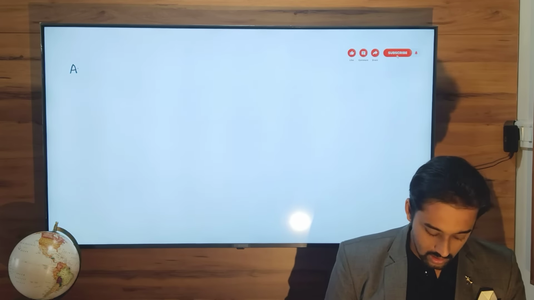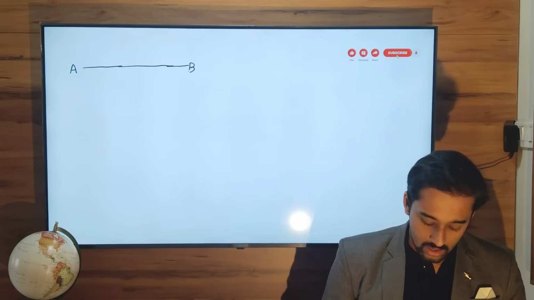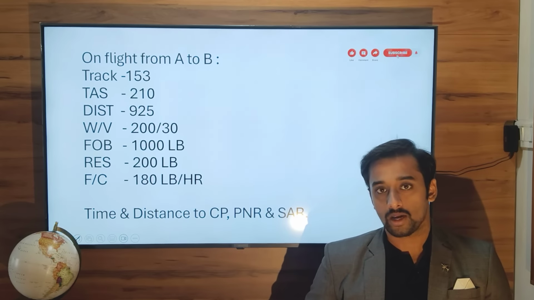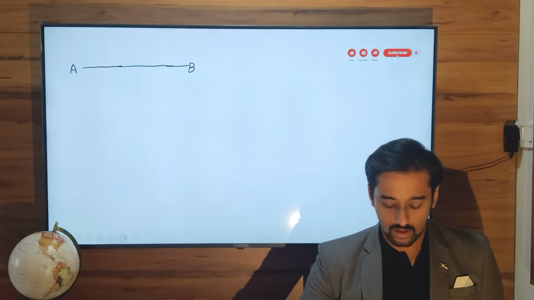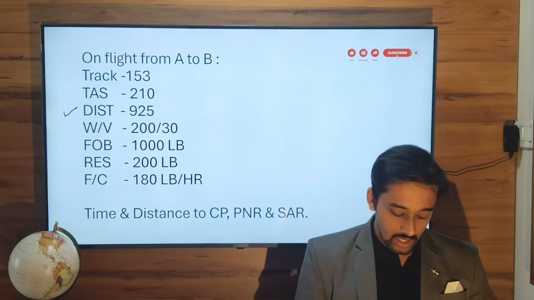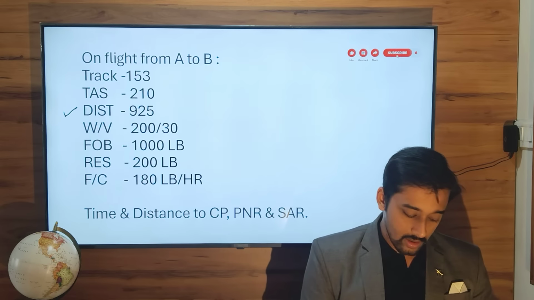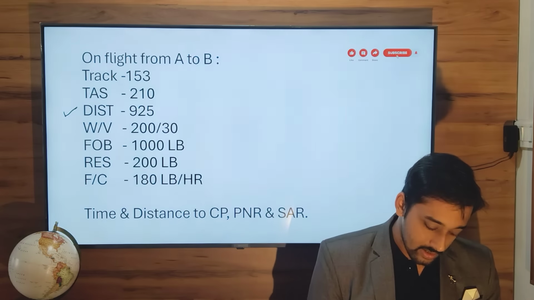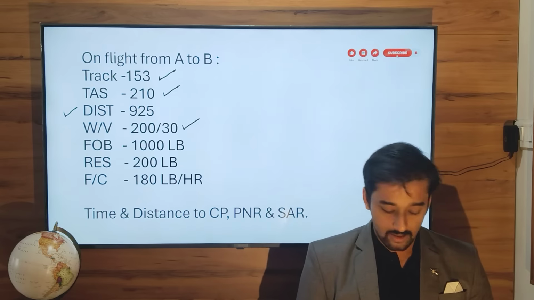So A, B. The total distance from A to B is 925 nautical miles. And the other details: track, TAS, wind velocity. Now we are going to use this information of track, TAS, and wind velocity in CX3.